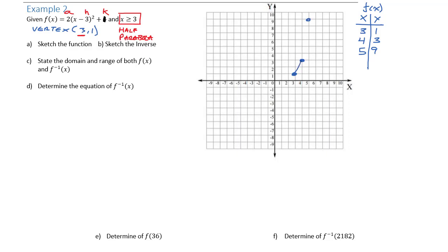Okay, so this is just half a parabola. Now, if there was no condition, I could draw the other half like this, right? Here's where the other half would be. It would look like this. But I've put that condition on, right? So we don't want that. Let's just get rid of it. So this is a half parabola. This is f of x.